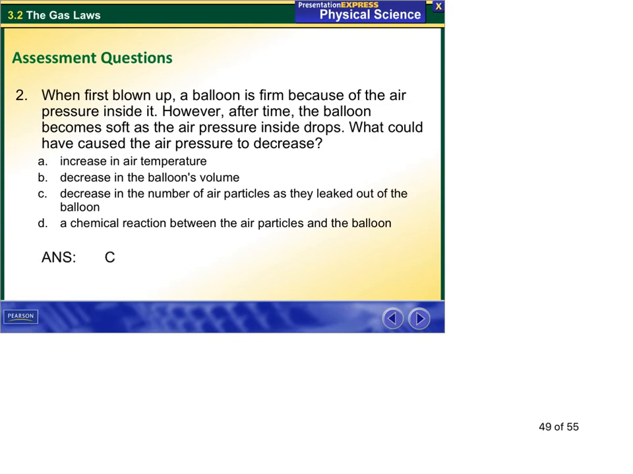Okay, when first blown up, a balloon is firm because of the air pressure inside it. After time, the balloon becomes soft as the air pressure inside drops. What could cause the air pressure to decrease? They said C, a decrease in the number of air particles as they leaked out of the balloon. Things are going to leak out. An increase in temperature would have caused the pressure to go up, not down, so that's why A didn't work. A decrease in the balloon's volume: if enough leaks out, the volume will decrease, but initially it's just going to go from very firm to softer. And there is no chemical reaction going on here.